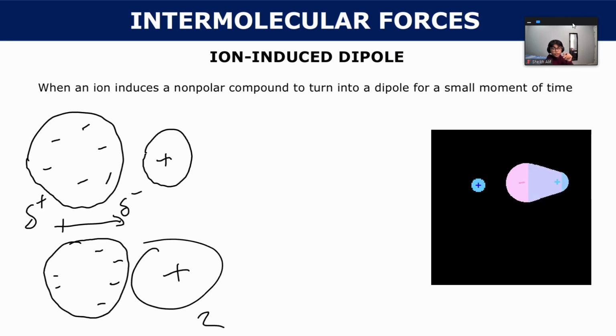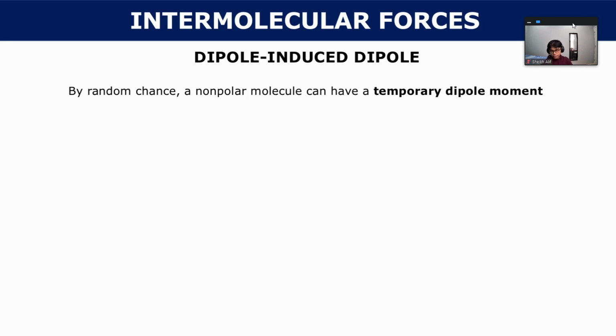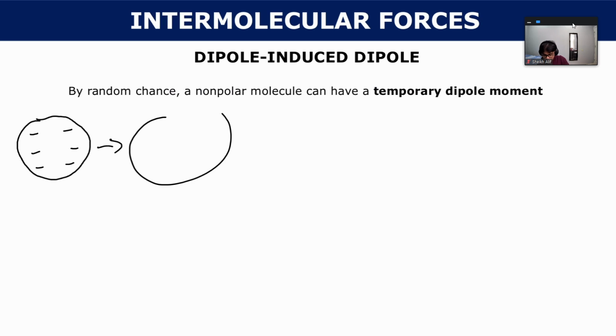Sometimes these induced dipoles can occur on their own. So we're going to look at dipole-induced dipoles. By random chance, a nonpolar molecule can have a temporary dipole moment. So imagine you have a molecule here, and it has an even distribution of charge. But you have to remember that these electrons are not in one place. They are constantly moving. So let's say by random chance, this nonpolar molecule gets more electrons on this side than it does on the other side. And so what does this mean?